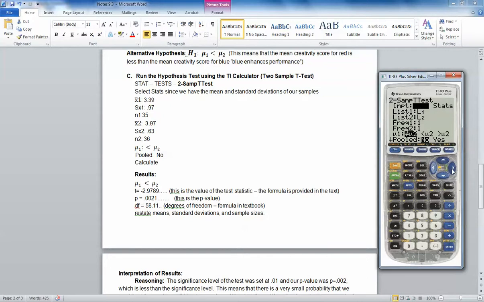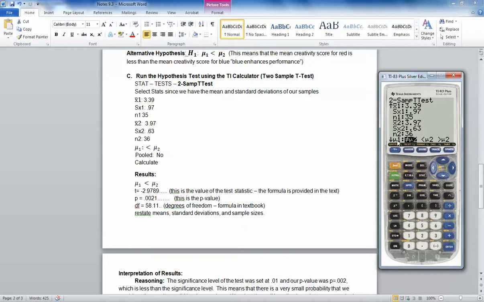We have statistics, so we're going to arrow over there, so that we are going to actually type in our mean and standard deviation and sample size from each population. So we decided that the red group was mean 1, so we're going to type in all the red group information. So we have a 3.39 for the mean, a standard deviation of 0.97 for the red group, and a sample size of 35. Then we move on to the blue group. They had a 3.97 mean score with a standard deviation of 0.63 and a sample size of 36.